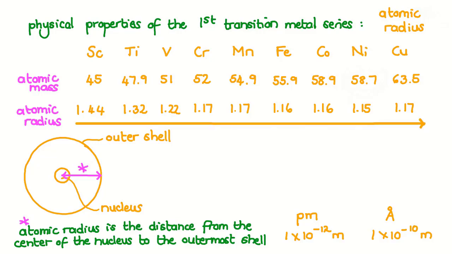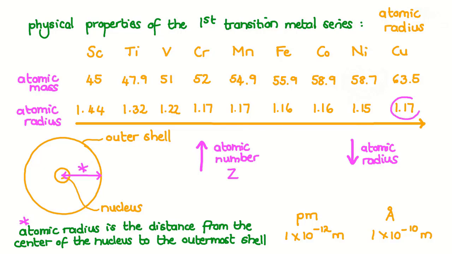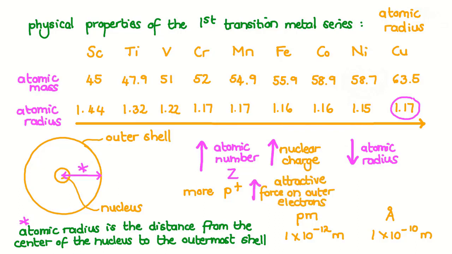Moving from left to right across this series, we notice a general trend. As the atomic number or number of protons increases, so the atomic radius decreases, with just a slight increase at the end for copper. Why is there this general trend? Well, the more protons there are in the nucleus, the higher the nuclear charge. In other words, an increased attractive force on the outer electrons. And so the outer electrons are pulled closer to the nucleus, resulting in a smaller atomic radius.